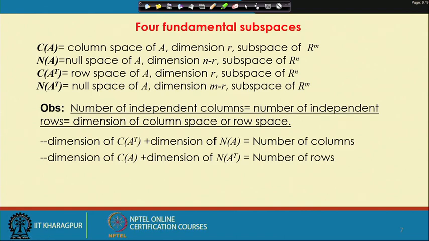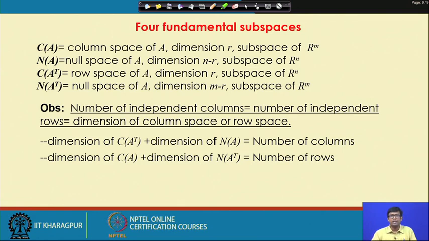We again further explored the idea of existence and uniqueness, especially existence of the solution, and we now look into the definitions we obtained in the last few classes on the fundamental subspaces. There are 4 fundamental subspaces: column space, which is denoted by C(A), which has dimension r, the number of independent columns as well as the number of independent rows, and it is a subspace of Rm. m is the number of rows, or m is the number of elements in one column vector.